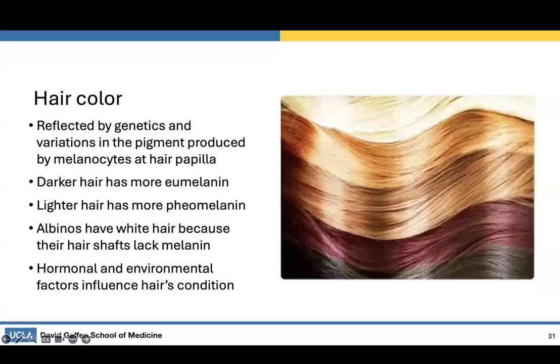Hair color is determined by the type and amount of melanin produced by melanocytes, influenced by genetics and environmental factors. The darker the hair, the more eumelanin it has. The lighter the hair, the more pheomelanin it has. This is very similar to how skin color is determined. Those with albinism have white hair because their hair shafts lack eumelanin.